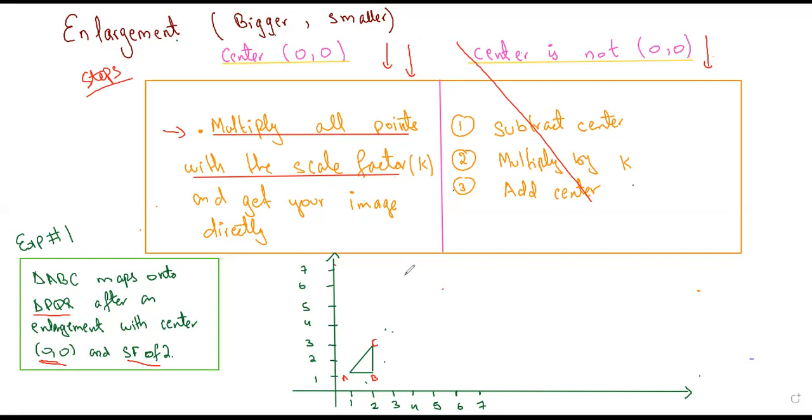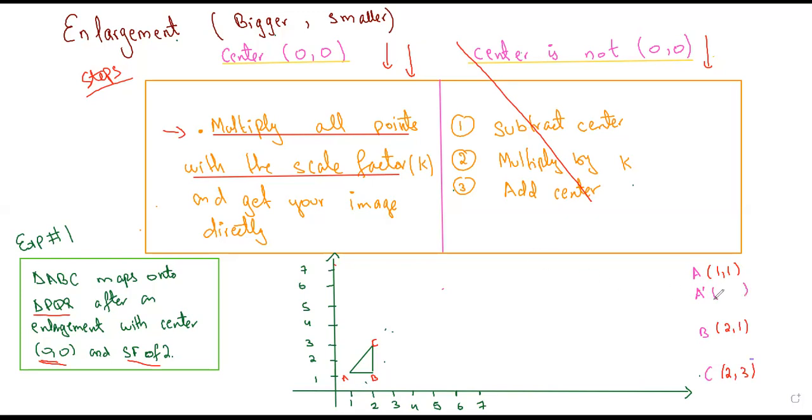Let me just write down all the points. So the first point is 1, 1. The second one is 2, 1. And then C is 2, 3. And now with a different color, I'll write down the coordinates of A dash, B dash, and C dash. So can anyone help me with writing down A dash?